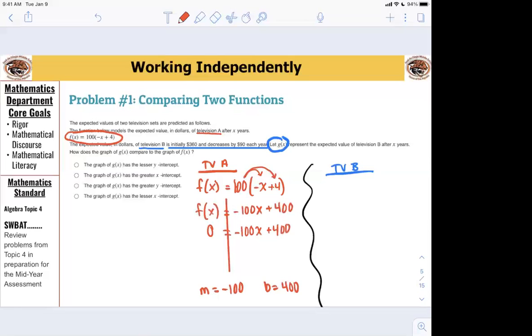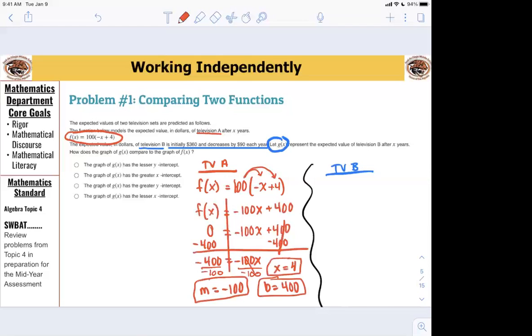I'm going to start by doing what? Subtracting 400. Good. Subtract 400 from both sides. That leaves me with negative 400 equals negative 100x. And to get x alone, I divide by negative 100. Good. Divide by negative 100. What's negative 400 divided by negative 100? Negative 4. Positive 4. Yeah, positive 4. Oh, I'm sorry. No worries. Negative divided by negative gives me my positive. So now I have everything. Now I have my slope, my y-intercept, and my x-intercept. So I'm all set for TVA.